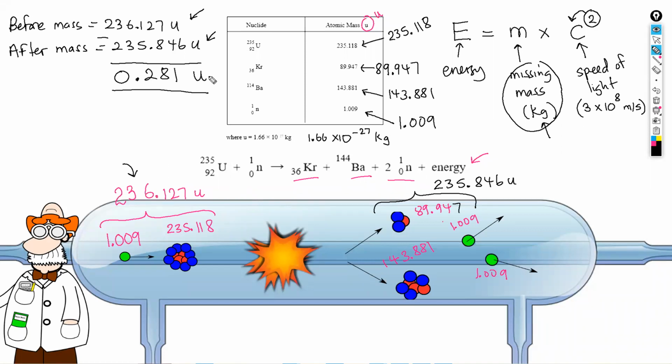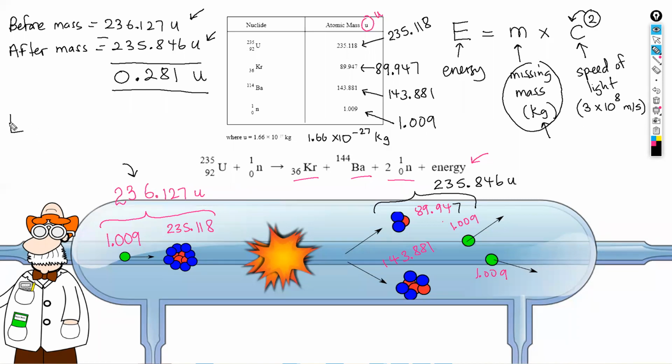Now, what Einstein is saying, what did say, sorry, is that whenever mass goes missing, it is converted into energy. And we can use this formula now to calculate the amount of energy. And I'll show you how to type it in on a calculator as well.